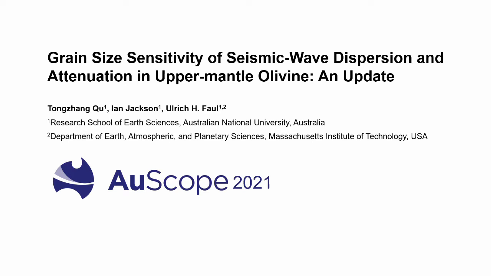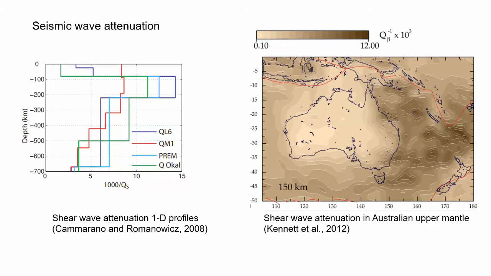I am going to share our recent experimental study on the grain size sensitivity of seismic wave dispersion and attenuation in polycrystalline olivine. As we know, the seismic attenuation structure of the upper mantle has been explored by seismologists in both radial models and tomography models, and the accuracy of these attenuation structures has been improved over the years.